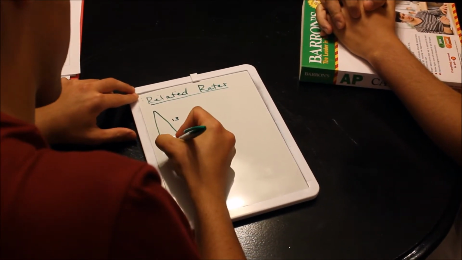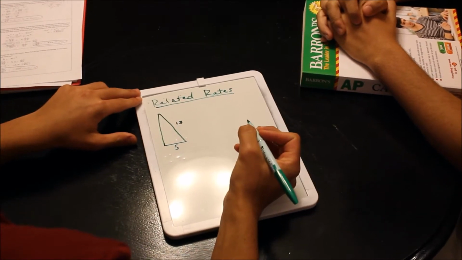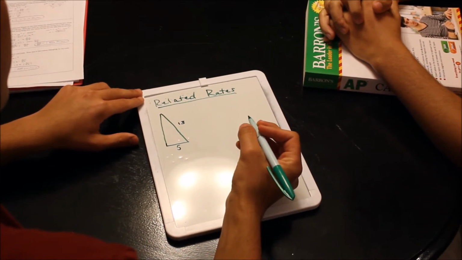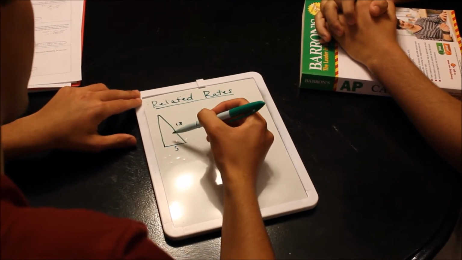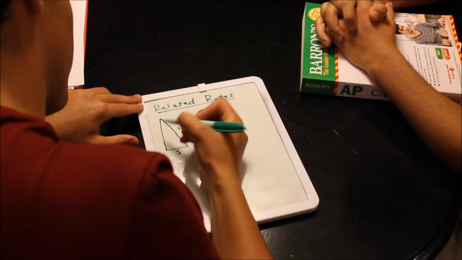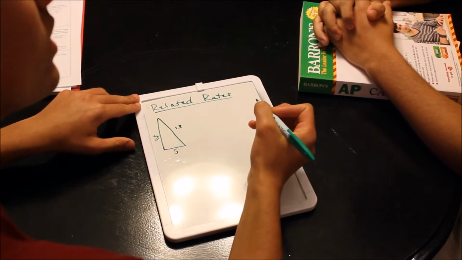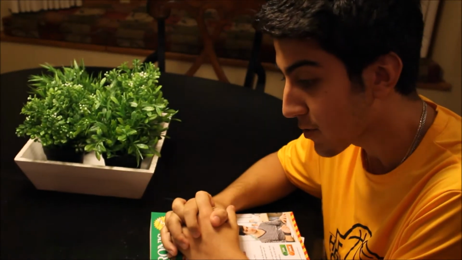So this would be 5. Right? So what we're trying to solve for here is how fast it's going to be moving down the wall, and we're going to have the wall be y. Any questions so far, Dad? So far it makes real good sense.